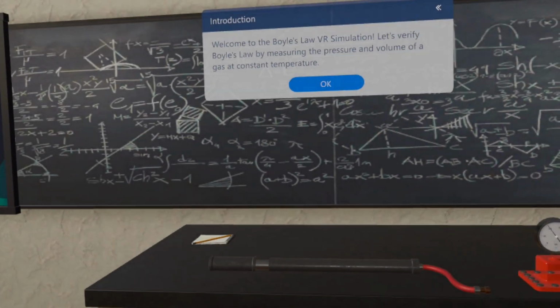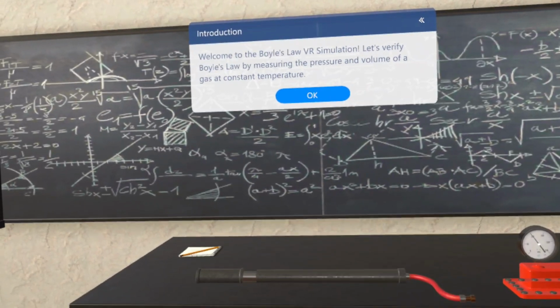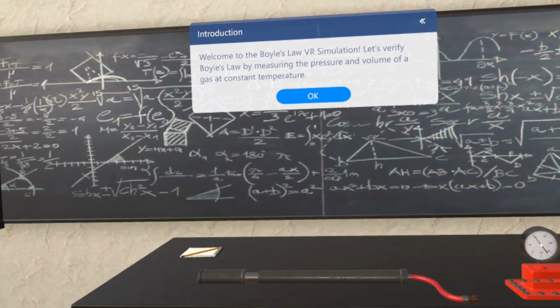Welcome to the Boyle's Law VR simulation. Let's verify Boyle's Law by measuring the pressure and volume of a gas at constant temperature.